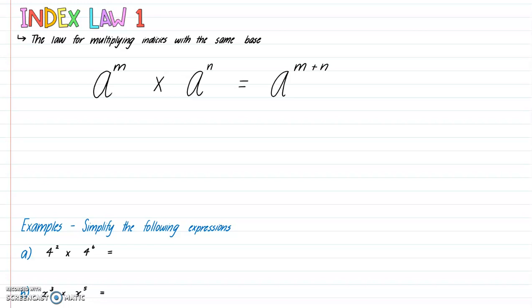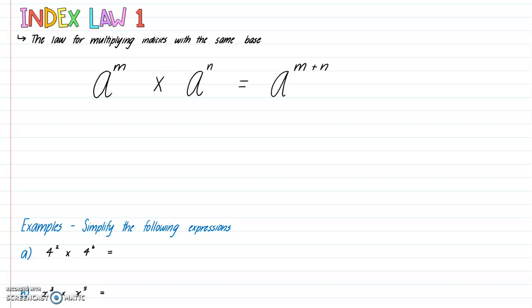A to the power of m multiplied by a to the power of n is equal to a to the power of m plus n. So when the base is the same and you're multiplying the indices, we add the exponents. So let's have a look at an example now to see why this rule works.